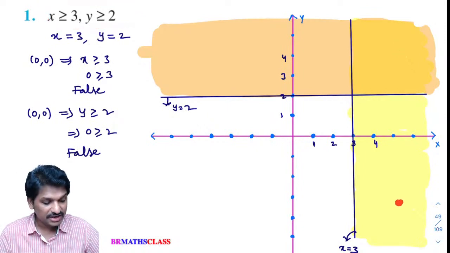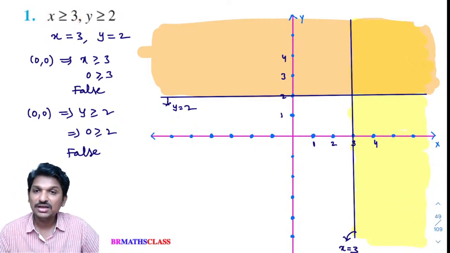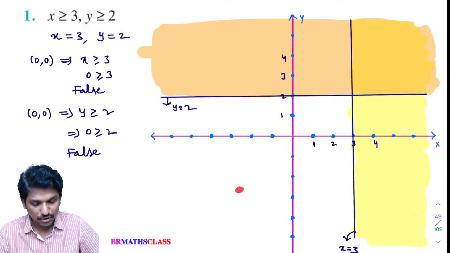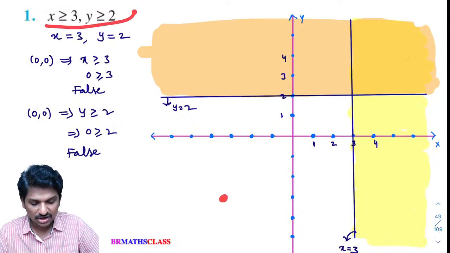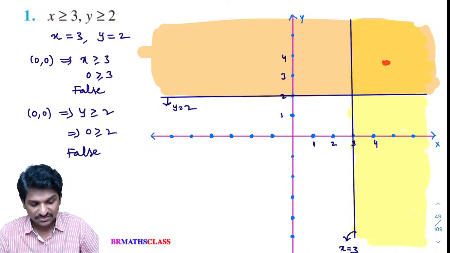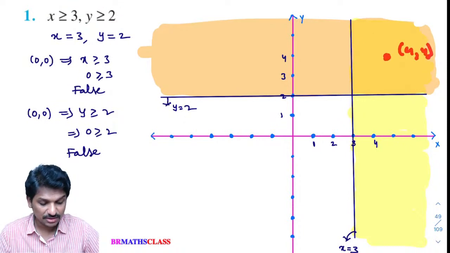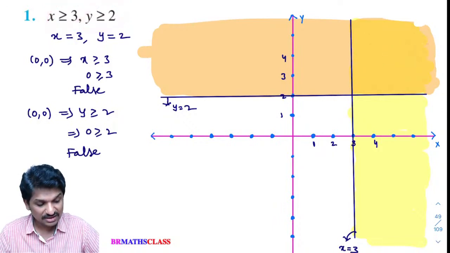Suppose you take a point in this area, that point satisfies the first inequality only. If you take a point here, that point satisfies this inequality only. If you take a point here, that point is not going to satisfy either of the inequalities. If you take a point here, that point satisfies both the inequalities. If you want, you can check. Suppose 4, 4 is here. Substitute 4, 4. 4 is greater than or equal to 3, yes. 4 is greater than 2, yes, correct. So this part is the solution.